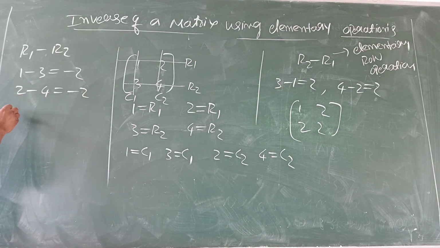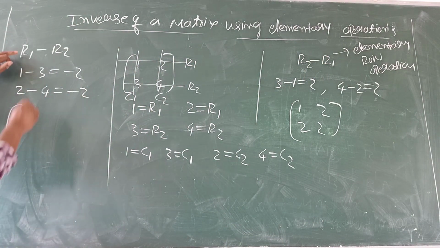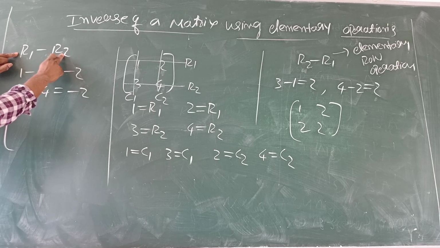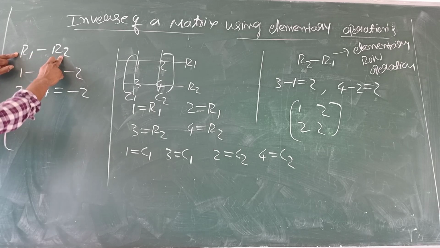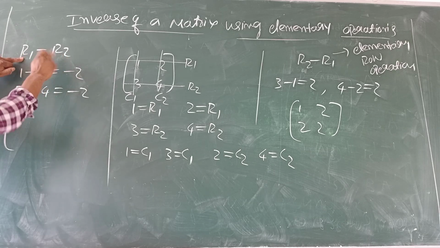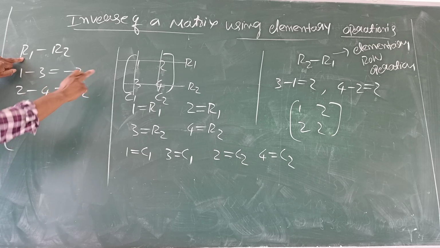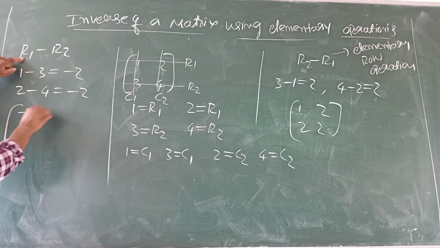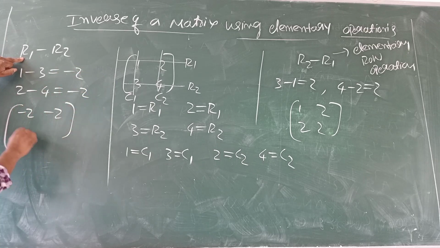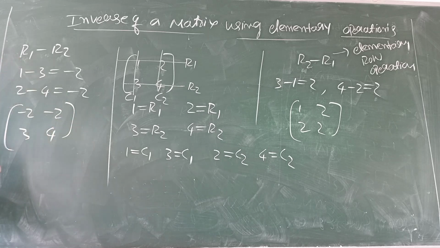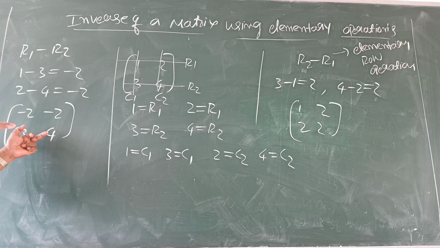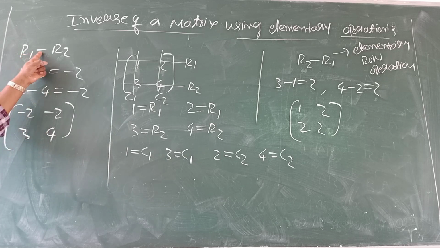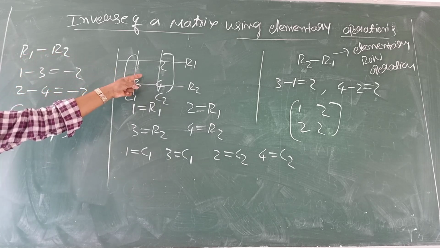This is how we follow. Tell me the new matrix. Here it is R1 minus R2, which means R1 is changing and R2 is not changing. I should change R1 to minus 2, minus 2, and keep 3, 4. This is the new matrix obtained on operating R1 minus R2 on the given matrix.